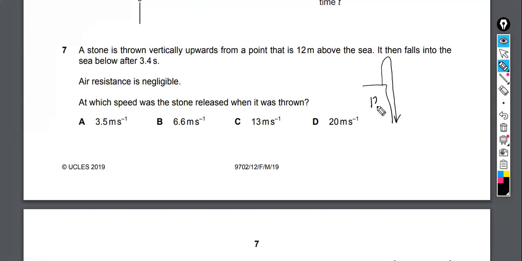So we're 12 meters up here, and we know that the total time in the air is 3.4 seconds. We're trying to solve for the initial velocity u. We throw a stone up in the air with initial velocity u, it goes up and it falls all the way down, past where we released it, to the sea below. And we're trying to solve for the speed here.